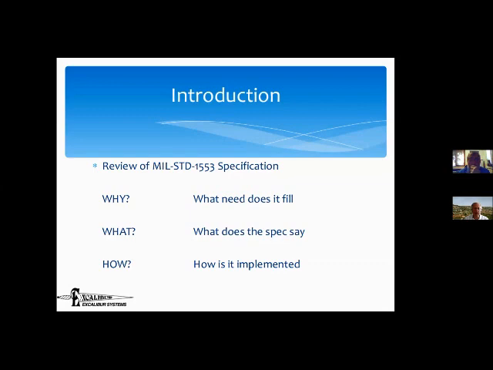And I'll give a bit of an introduction about alternative ways that things could have been done so that you understand what's special about 1553. We'll get into the details of the specification and then discuss implementation issues. These are things that are not mentioned in the specification itself, but over the course of time have become common practice.